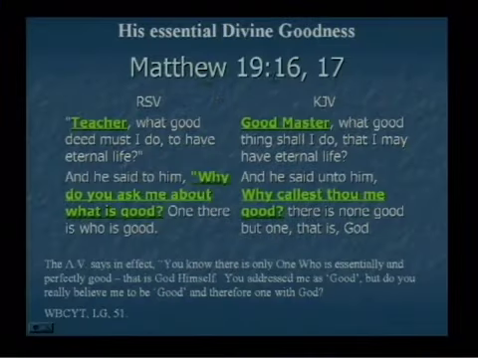This one's very interesting. Matthew 19, 16 and 17. Teacher, what good deed must I do to have eternal life? And he said to him, why do you ask me about what is good? One there is who is good. Good master. There's a difference. What good thing shall I do that I may have eternal life? And he said unto him, why callest thou me good? You see the difference? There is none good but one, that is God.